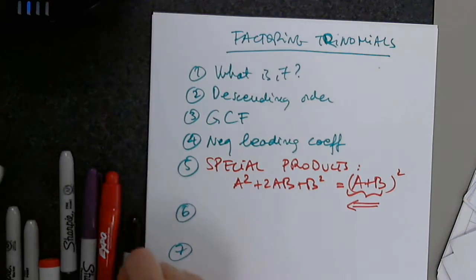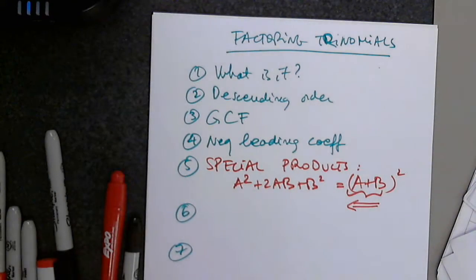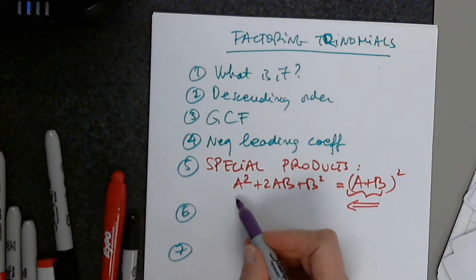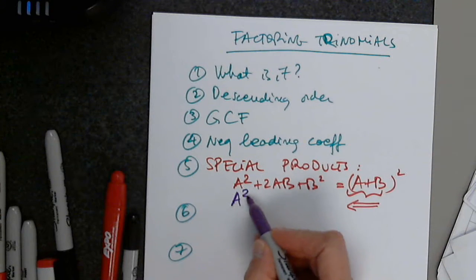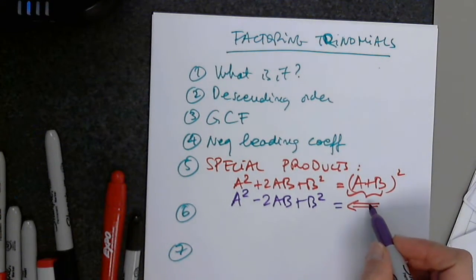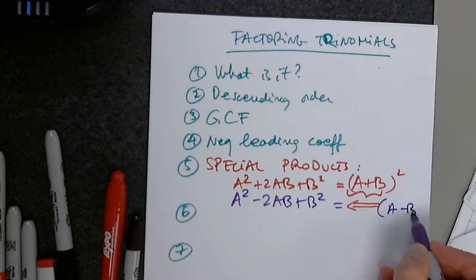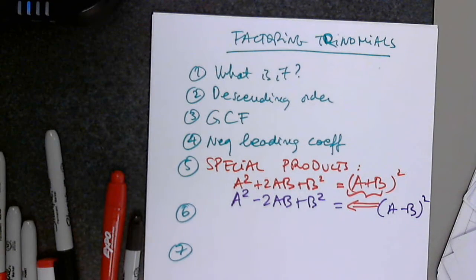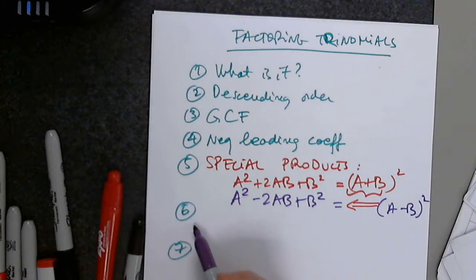And the other one, can anyone give us the other one? A squared minus 2ab, which will equal a minus b squared. So trinomials only have 2 special products. That's it. Binomials have 4 that we can talk about. Trinomials only have 2. Now number 6.